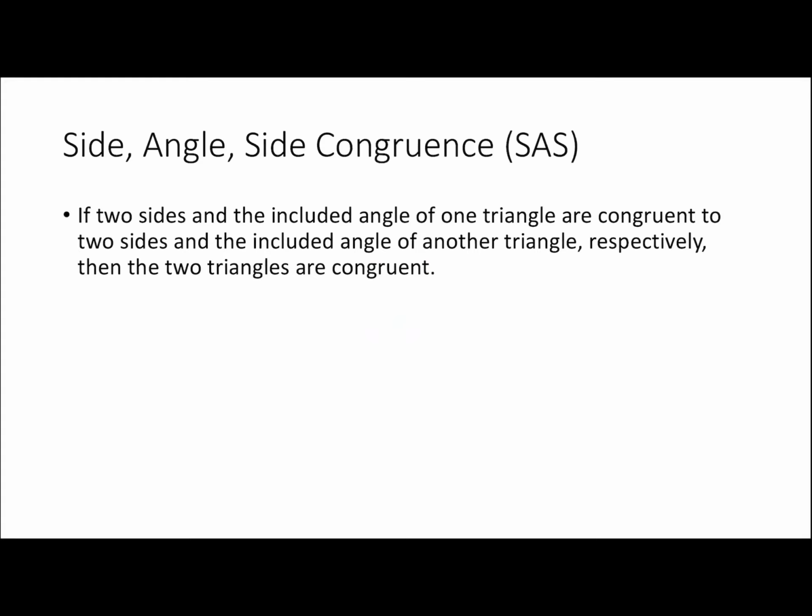All right, so our next congruency statement is what we call side angle side congruence. And so what it says is that if two sides and the included angle, so side angle side has to be in this order. You have one side, you have an angle, and then you have the adjacent side. So it has to be in that order. For example, if we're talking about this triangle, for this to fit side angle side, it would have to be this side, this angle, and this side. Okay, that's going to be your side, angle, side.